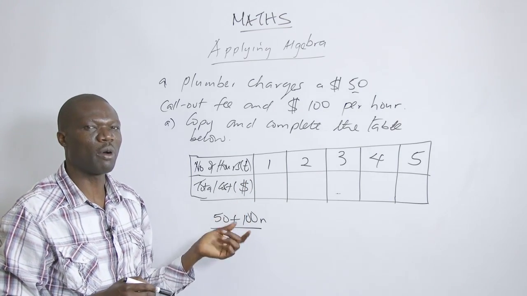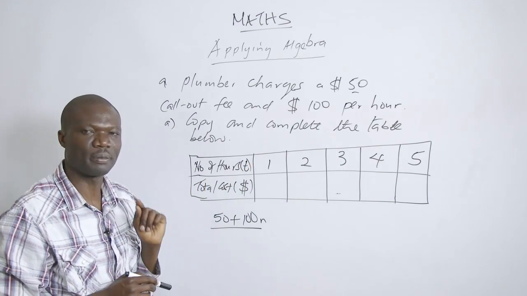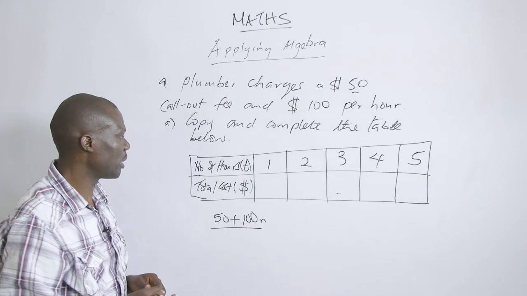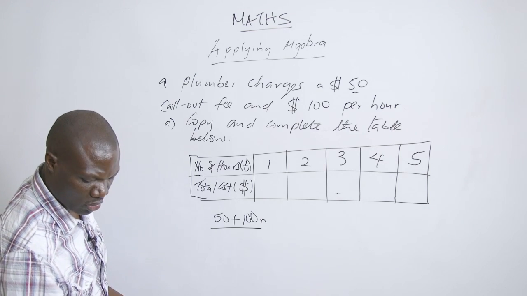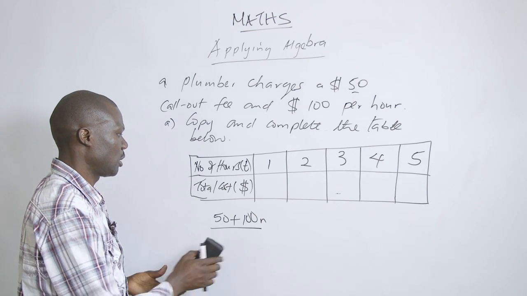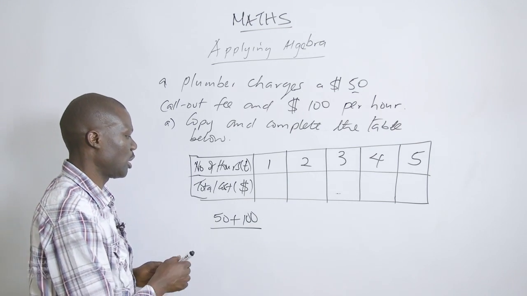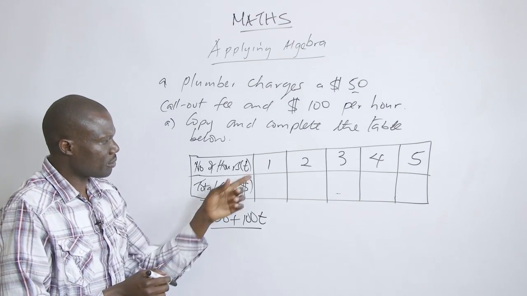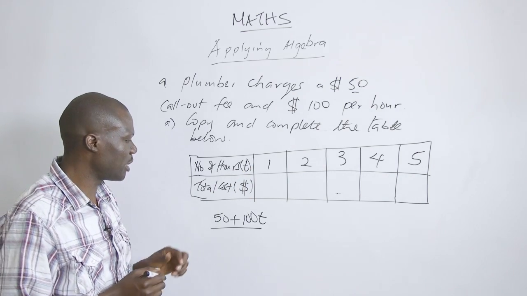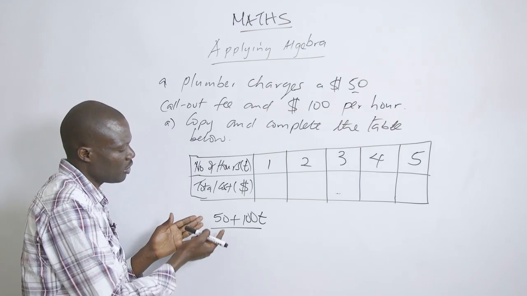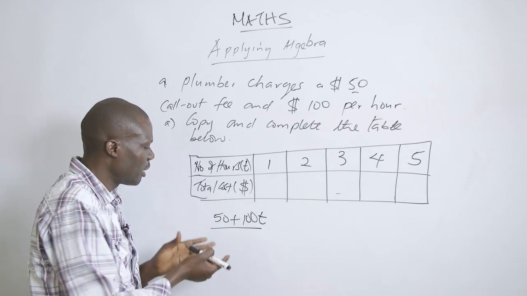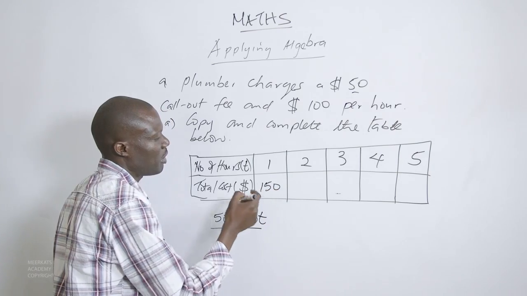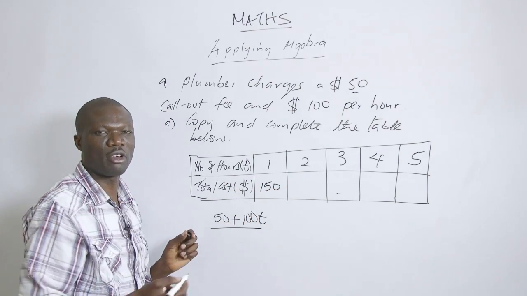So if this plumber worked for only 1 hour, then we shall substitute the pronumeral with 1. In this case, we are not using n, we are using t for time. So our expression is 50 plus 100t. When t is 1 hour, we substitute t with 1, such that it will be 50 plus 100 times 1, which is 100. So 50 plus 100 becomes $150. It means that if this plumber works for 1 hour, we shall pay a total of $150.